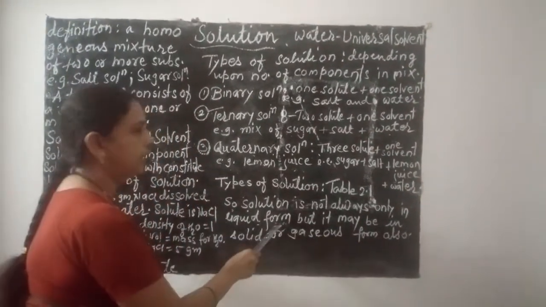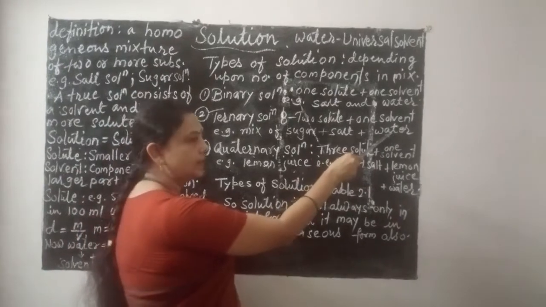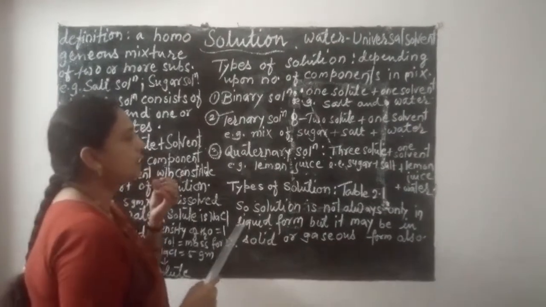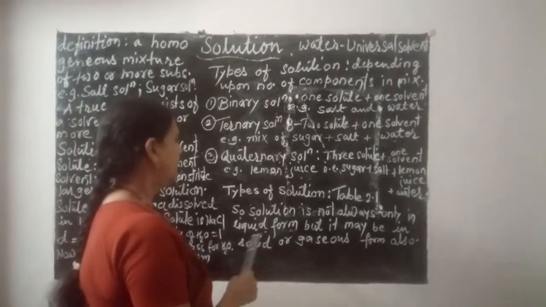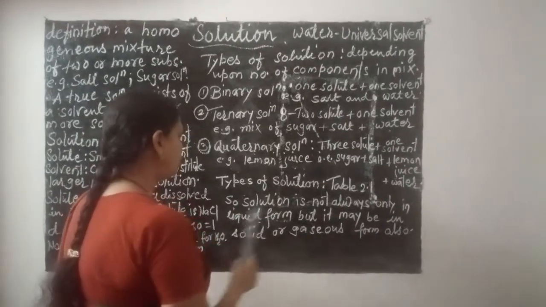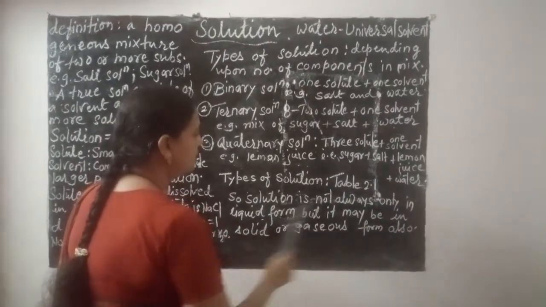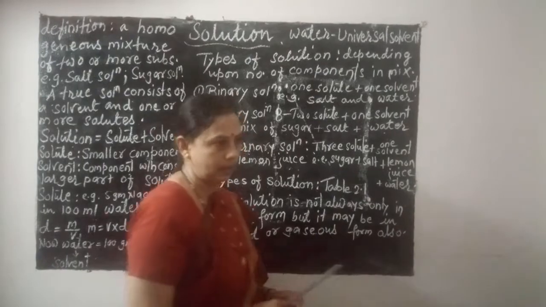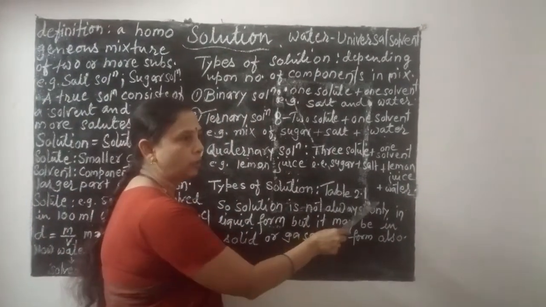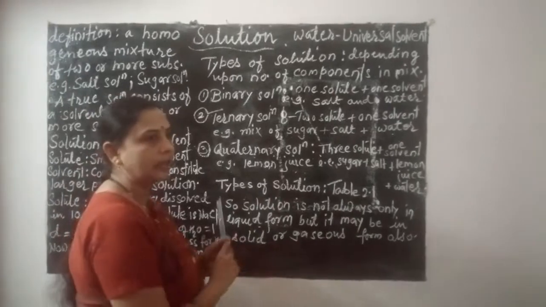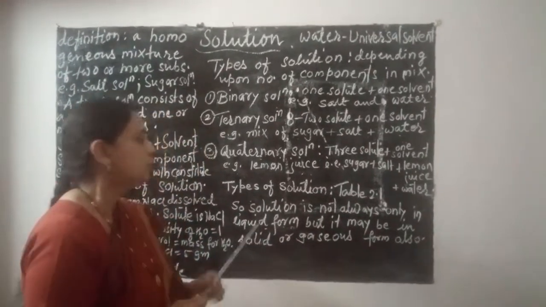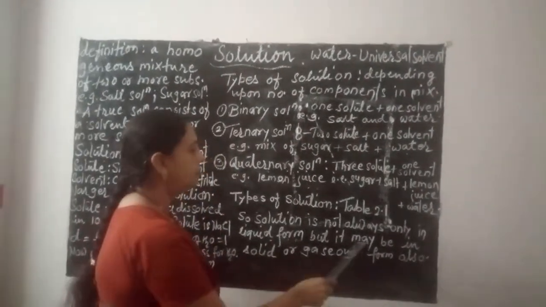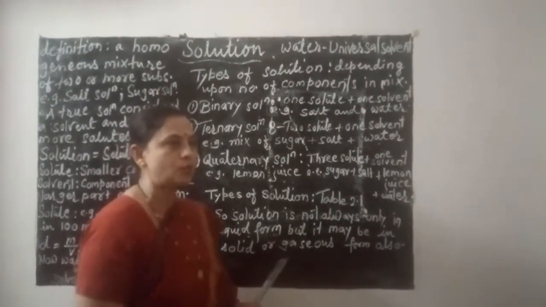From all these concepts in table number 2.1, you will come to know that the solution is not always only in the liquid form. Here water is in larger quantity and solute is in lesser quantity, and therefore the solution is in liquid form. But a solution is not always only in the liquid form, it may be in the solid or gaseous form also. From table number 2.1, you will clear your idea about this fact.